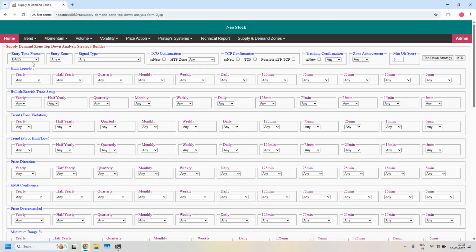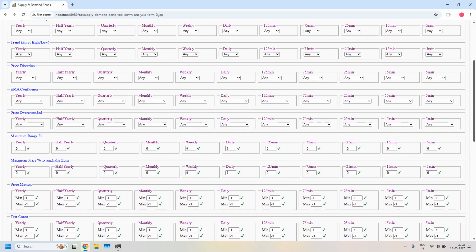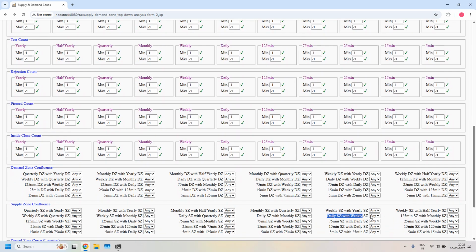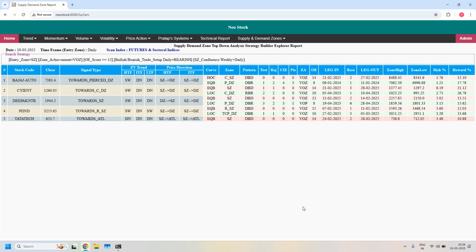Next, bearish trade setup for monthly income trade, entry time frame daily, entry zone, supply zone. I am selecting bearish, zone achievement VOZ, minimum order enhancer score 12. Okay, we got 5 stocks supporting the bearish trade setup for monthly income trade. We can further filter based on zone confluence and EMA confluence. First, daily and weekly supply zone confluence. So the daily with weekly supply zone confluence filter is enabled. Now we got 5 stocks.